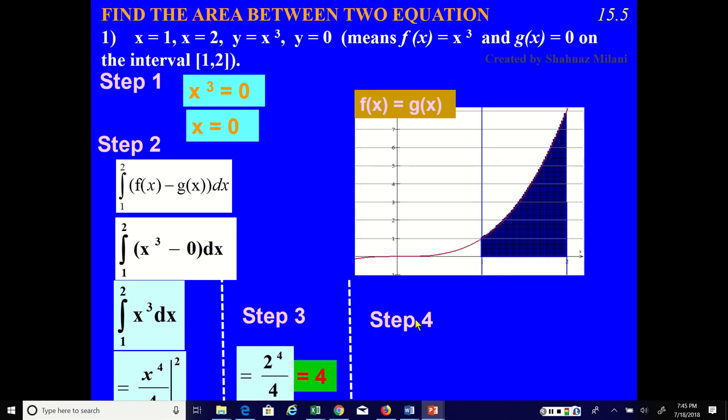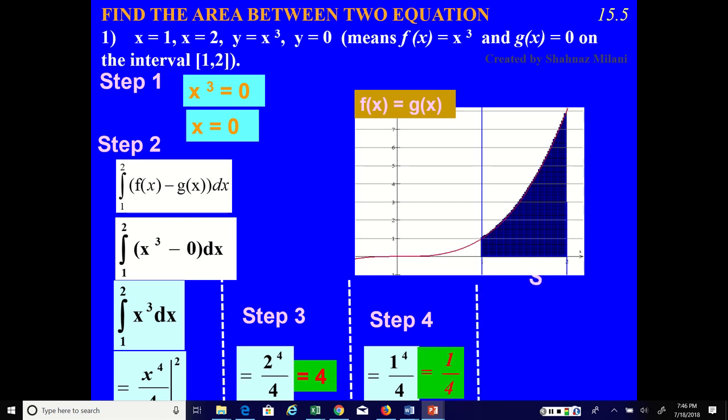Step number 4. Replace the x by the lower x value, which is 1. Then right here, replace this x by 1, 1 to the exponent 4, and this denominator 4 carry it down. 1 to the exponent anything, it doesn't matter if it is the positive 1 or positive zillion. My answer is going to be 1 over 4.